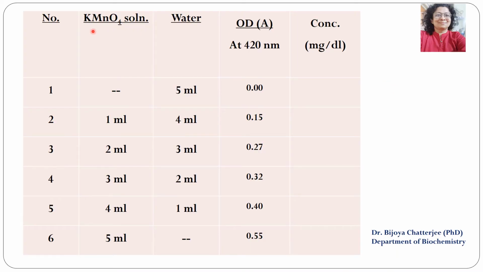Now, these are the values that we have obtained while carrying out the verification of Beer's law, and you can see that as the amount of KMnO4 increases, as it is increasing downwards, the absorbance is also increasing. So this is directly proportional. This is what we had to prove. Now you have to find out the concentration of KMnO4 here, which will be through a formula that I'll just show you.